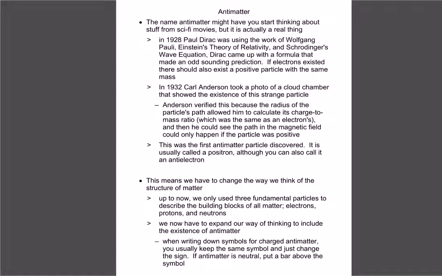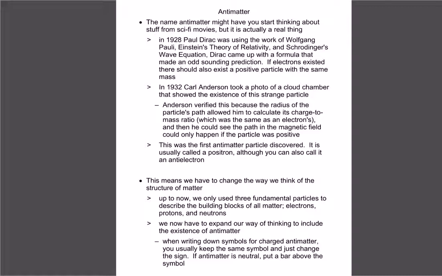Okay, we have a short lesson on antimatter, and it kind of sounds like a strange scientific sci-fi movie kind of word, but it's actually a real thing. And in 1928, Paul Dirac was using other people's works and Einstein's ideas, and he came up with an odd formula that sort of sounded weird, but his idea was that if an electron exists, then there should also be a positive particle with the exact same mass.